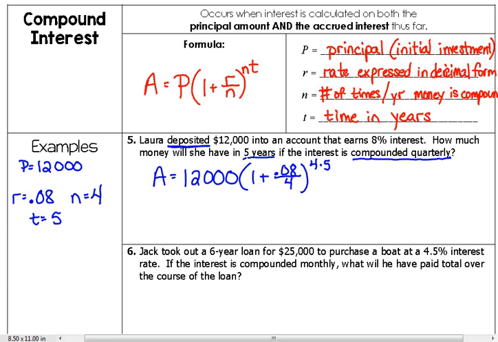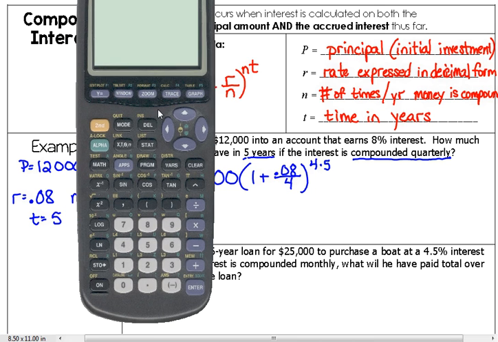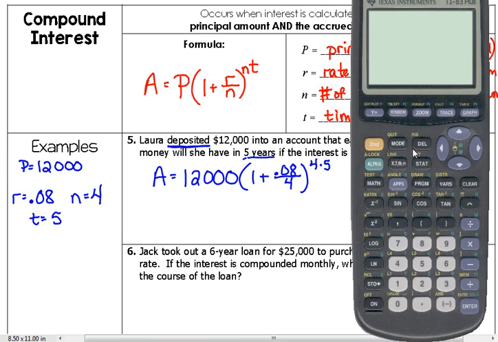Now, this is really easy. You just have to set up the equation, but you've got to be careful when you put it into your calculator. This is where most people mess up, because parentheses are important when you put it into your calculator. So I want everybody to grab their calculator and do this along with me to make sure that you're doing it correctly. 12,000 parentheses. Now here's the easy part. You don't have to add any more parentheses right here.